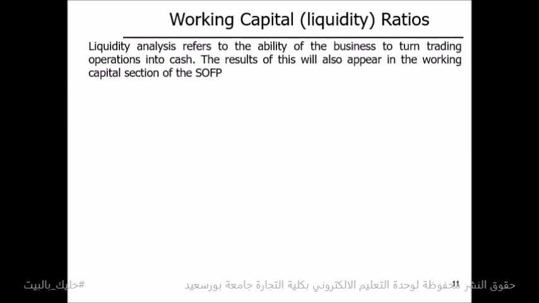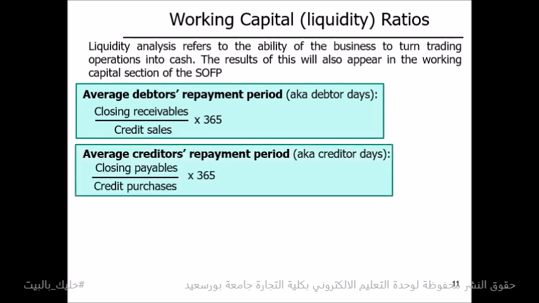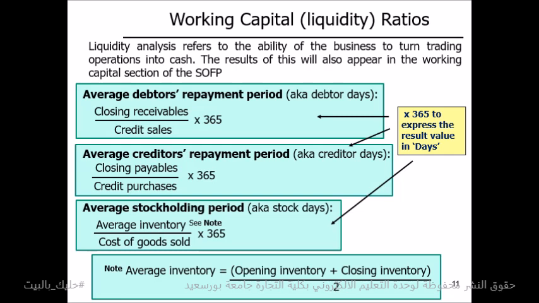So now, how to calculate working capital ratios or liquidity ratios. Liquidity analysis refers to the ability of the business to turn trading operations into cash. The results of this will also appear in the working capital section of the statement of financial position. We have three main ratios in the working capital ratios.